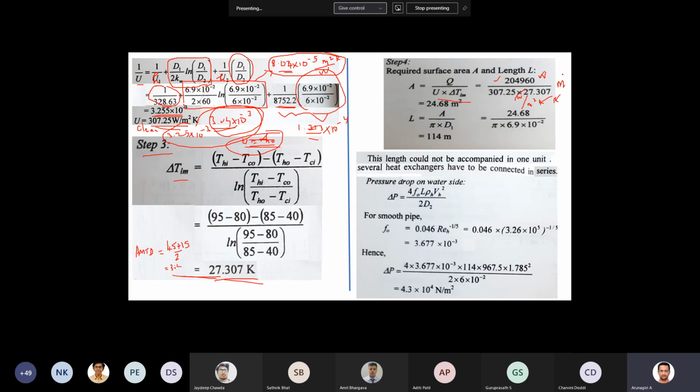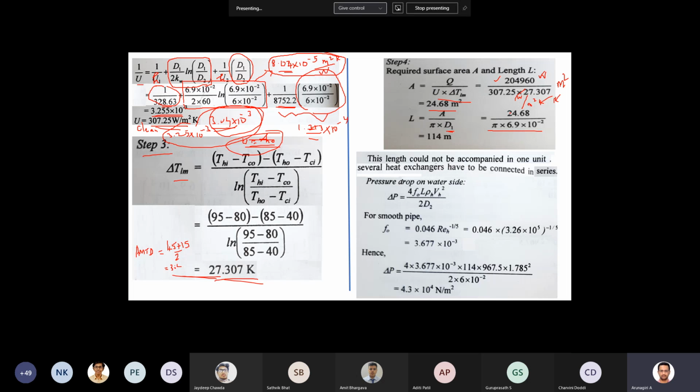So you will get the area in meter square. This is the value, 24.68 meter square. Now you can calculate the length, because we have two unknowns, area and L, so we need two equations. L is equal to A by pi d. This is being calculated based on U1, so you can take D1.